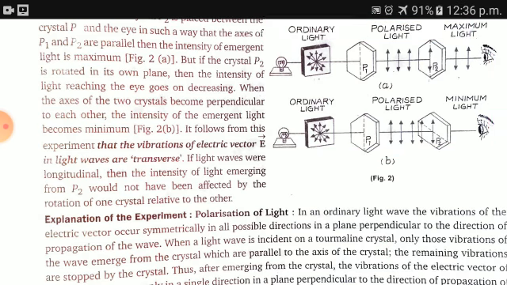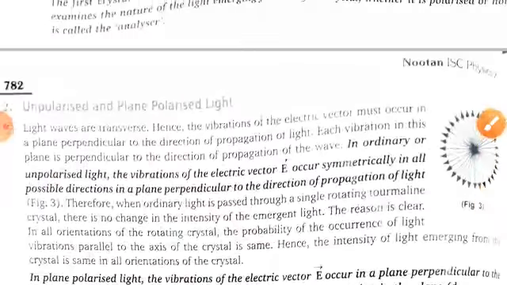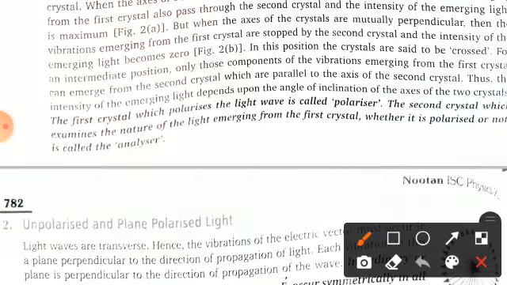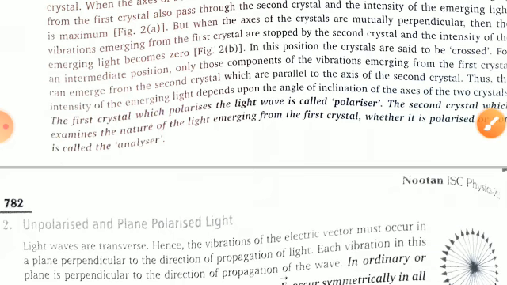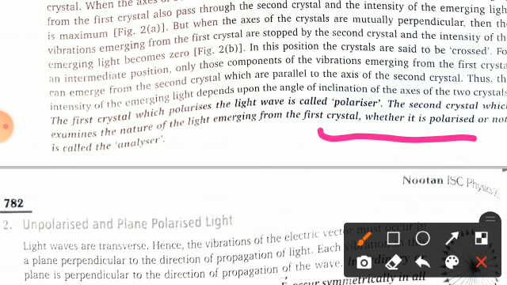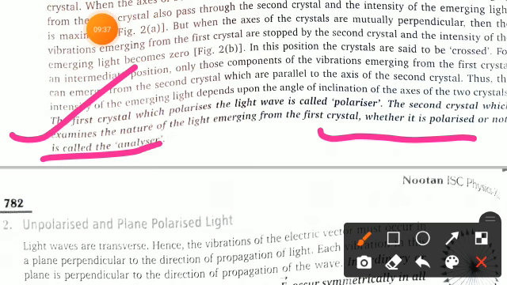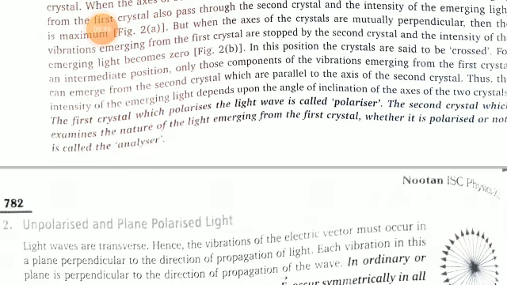This one. Clear? So here is a definition given there. The first crystal which polarizes the light wave is called polarizer, while the second crystal which examines the nature of the light emerging from the first crystal, whether it is polarized or not, is called analyzer. Clear? I hope you understand what is polarizer and what is analyzer.